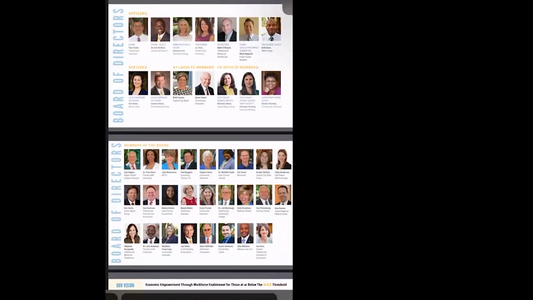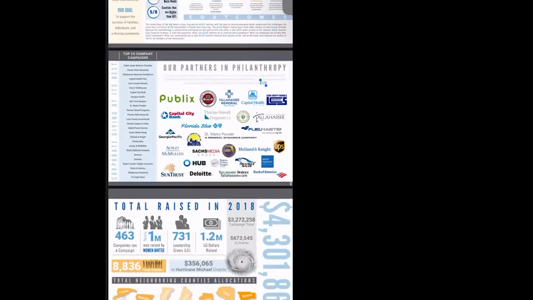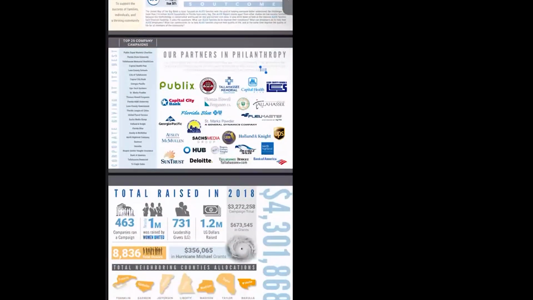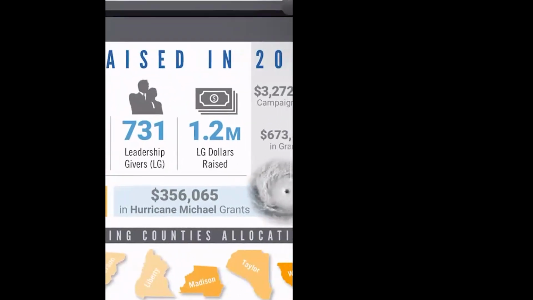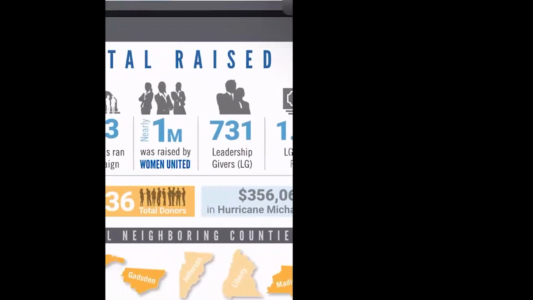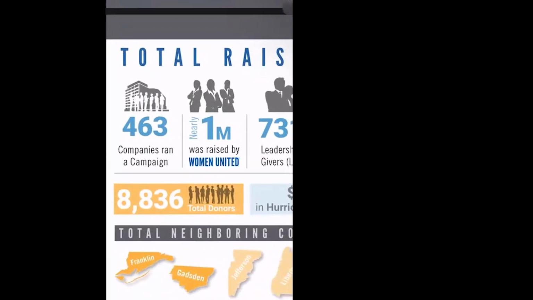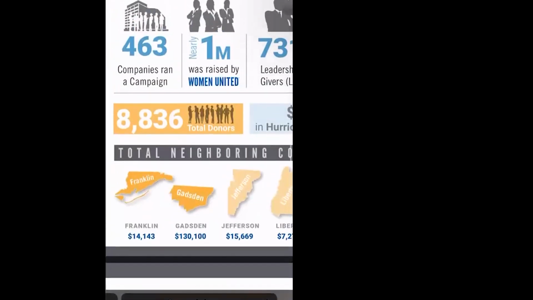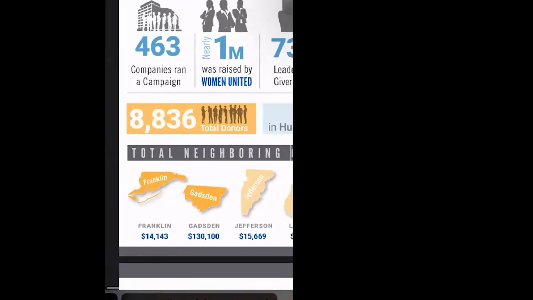All right? Yes, sir. So you look up the annual report, you're looking up the board of directors and their agencies. Partners. You're going to look at their partners. Total raised in 2018, they raised a total of $3.2 million. And they get grants too. So when they say 673,000 in grants, that's what they're talking about.